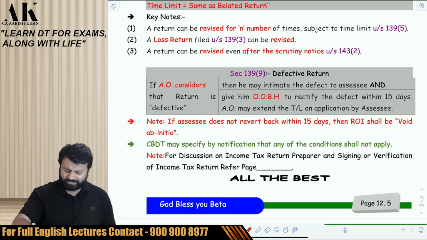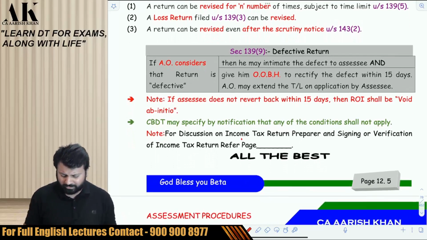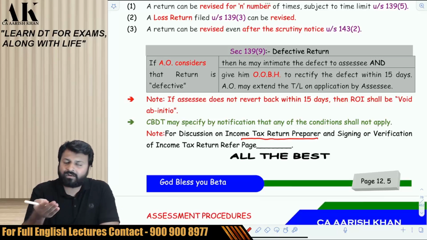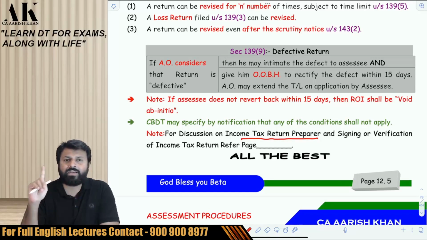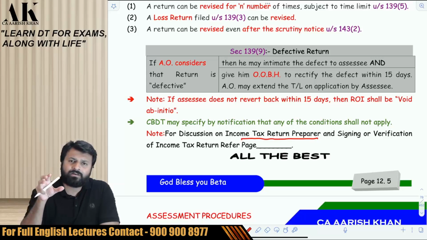Now, below that, there is a note. There are certain less important provisions about which I am not talking much. One is the income tax return preparer. I'll just tell you some important points out of it. An income tax return preparer can be only an individual. It cannot be any person other than an individual. And an income tax return preparer can file return only for those assessees who are not liable for audit. Once an assessee is liable for audit, the income tax return preparer cannot file return for such big assessees. It is a facility made by the Government of India whereby a few small assessees' returns can be filed through certain small return preparers.